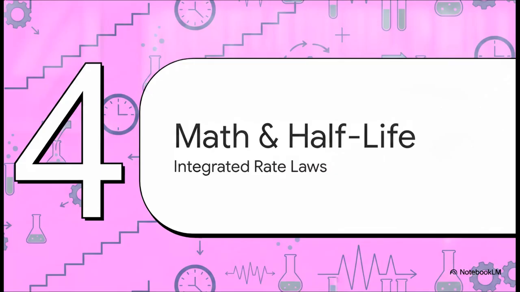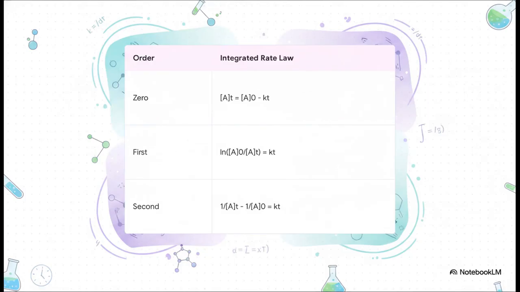Section 4, Math of Time and Half-Life. Remember those instantaneous differential equations we mentioned earlier? Well, if we use a bit of calculus to integrate them, we get these beautiful, highly practical formulas called integrated rate laws. These equations are incredibly powerful. Why? Because they allow us to predict exactly how much of a reactant will be left at literally any future time t. All you need is the initial concentration, the rate constant K, and the time elapsed. It's like having a crystal ball for your beaker.